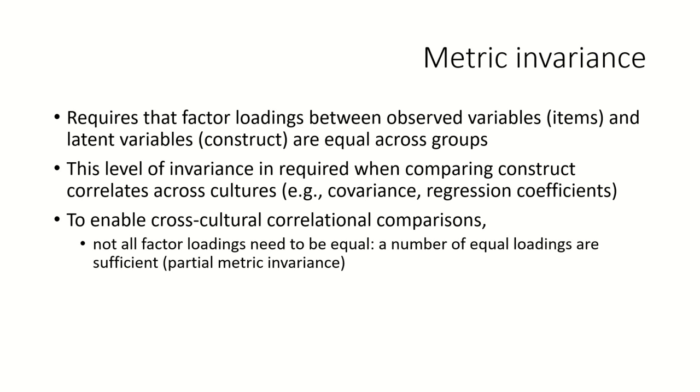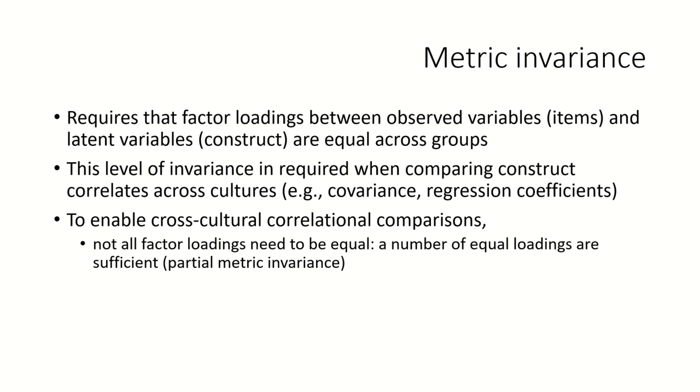We need metric invariance if we want to compare covariance-based statistics. So if we want to compare correlations across cultures or across groups, if we want to compare regression coefficients, then we need to show metric invariance. At this level, we cannot directly compare means, but if we have metric invariance, we can compare correlations, regressions, etc. So you can run your regression model and you can test whether the effect of one variable on another variable is similar or different across groups.